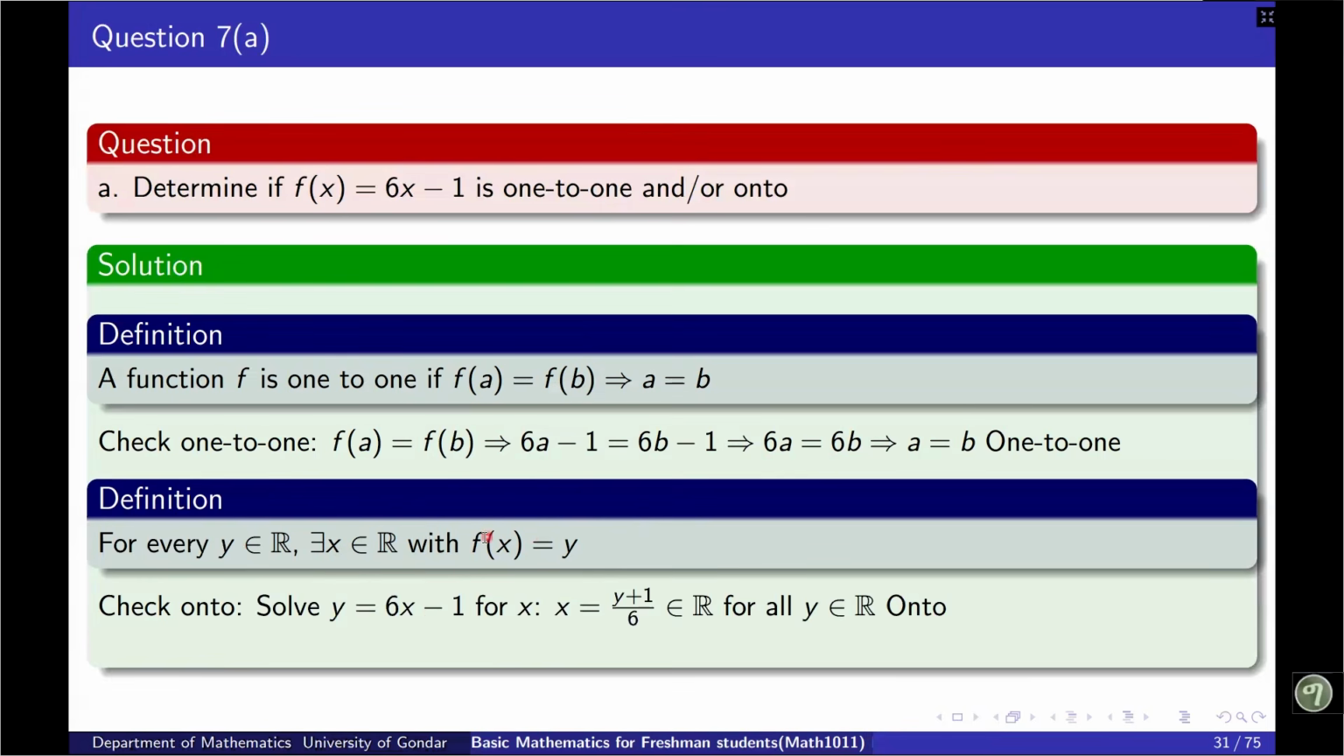Based on this, in order to check the ontoness of this function, let's try to solve for x first. We know that y is equal to 6x minus 1. Then if we solve for x, we have x equal to y plus 1 over 6. So for each and every element y of R, we can obtain at least one x, which is the pre-image of y. Therefore, the function is onto. Therefore, the function f of x equal to 6x minus 1 is both 1-to-1 and onto. That's bijective, or a 1-to-1 correspondence.